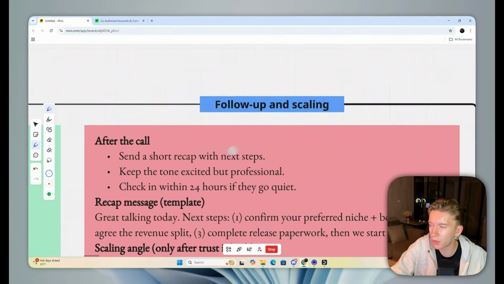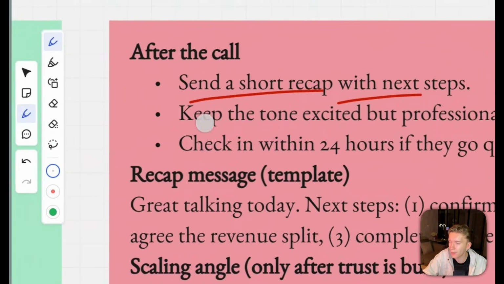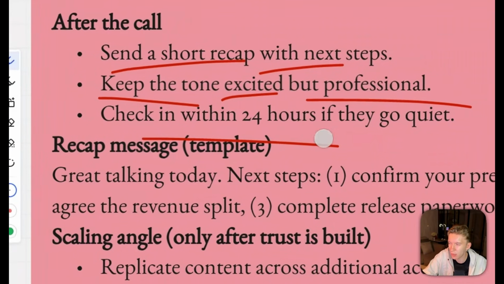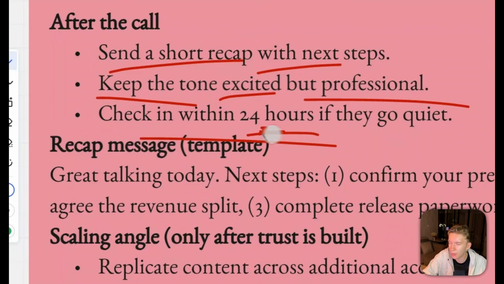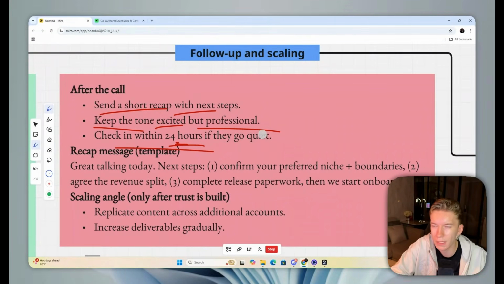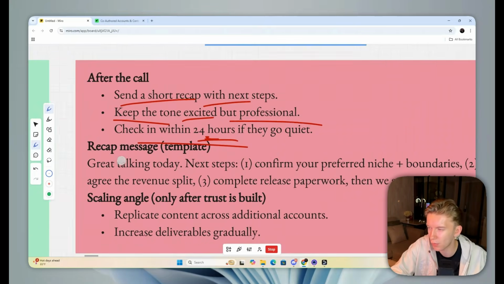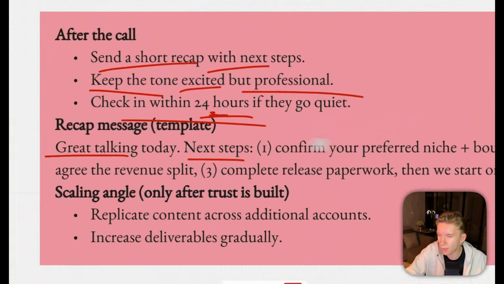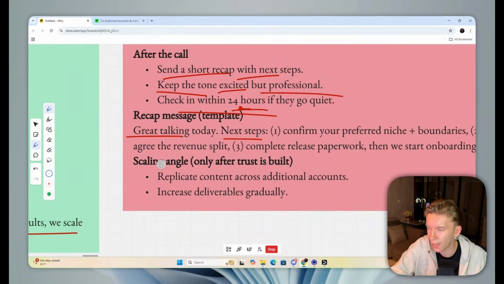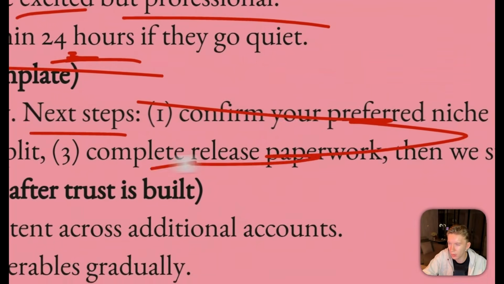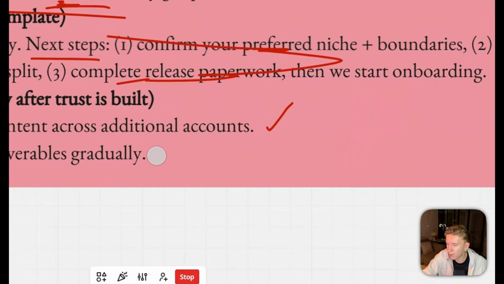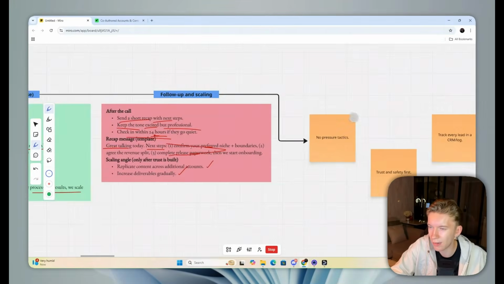After the call, send a short recap with the next steps. Keep the tone excited but professional. If she hasn't responded, check in after 24 hours if they go quiet. You don't want to be spamming and blowing it up. You don't want to seem desperate. It's super important you do not seem desperate. You can say something like, "Great talking today, here are the next steps." You can send them some stuff, but that is completely optional. The scaling angle is to replicate content across additional accounts and increase deliverable guarantees.